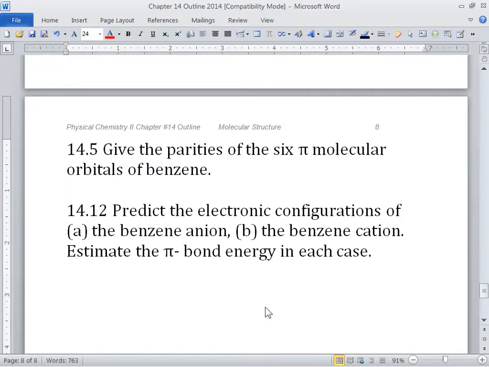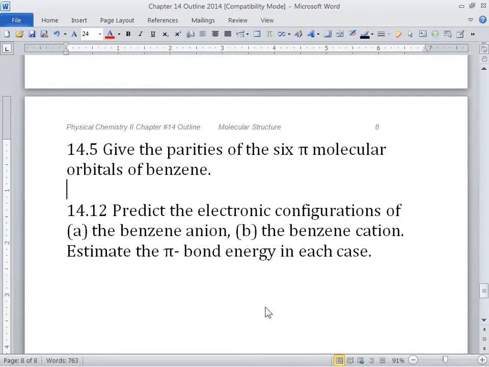And then when they start talking about, now you have to pretty much read the, what do you call this? The text to answer the rest of this. Well, maybe even to answer what we just did would have helped to read the text. But estimate the pi bond energy in each case. So you have to look through here and see what they're saying the energy is in each one of these. So what is that energy?